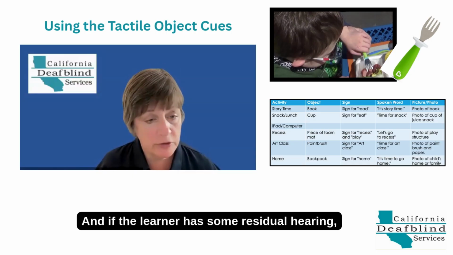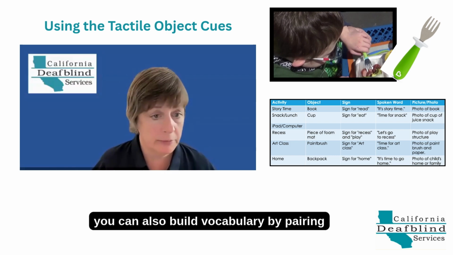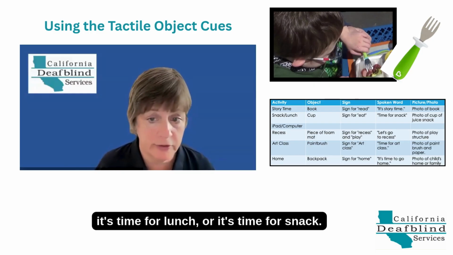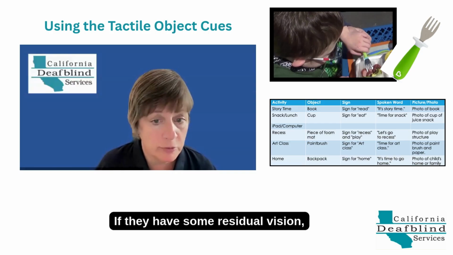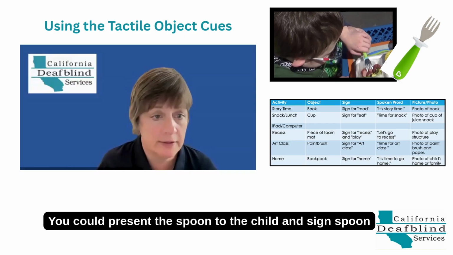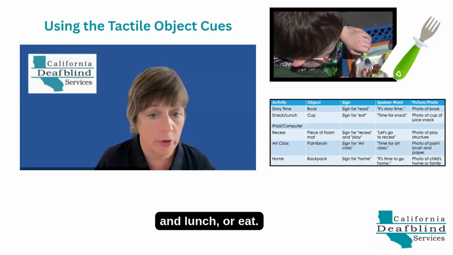And if the learner has some residual hearing, you can also build vocabulary by pairing it with spoken language and saying, "Here's your spoon, it's time for lunch," or "It's time for snack." If they have some residual vision, you can pair it with a simple sign. You could present the spoon to the child and sign "spoon" and "lunch" or "eat."